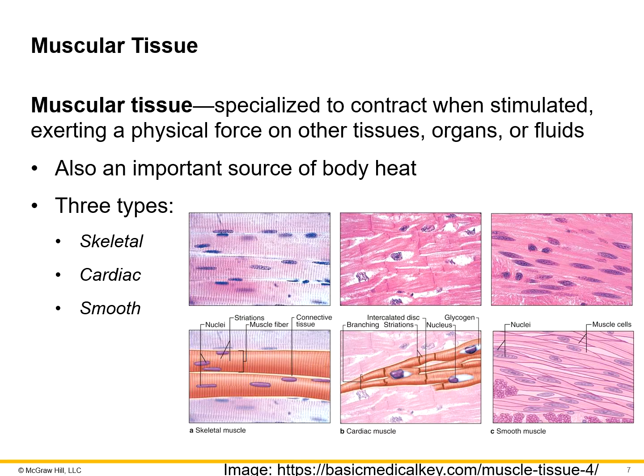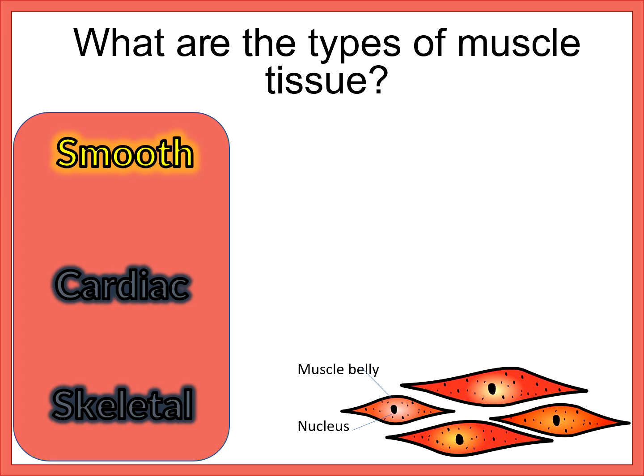Skeletal muscle is found attached to bones. Cardiac tissue is going to be found in the heart. Well, smooth muscle is going to be found lining our blood vessels and through our gastrointestinal tract. And so we'll talk about smooth muscle first.